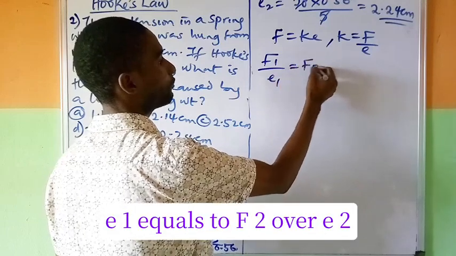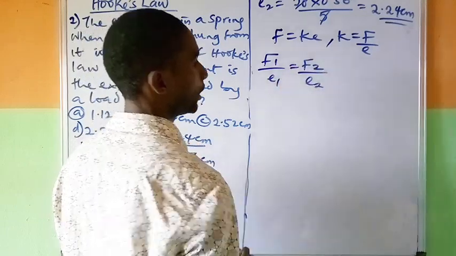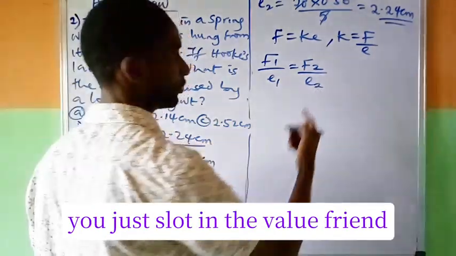E1 equals F2 over E2. So whatever you are asked to find, you just slot in the value.